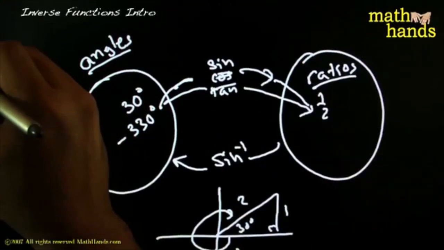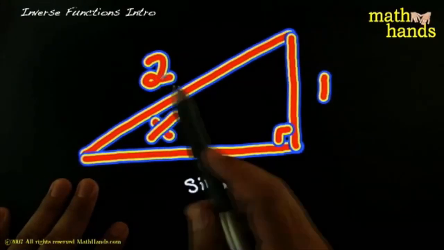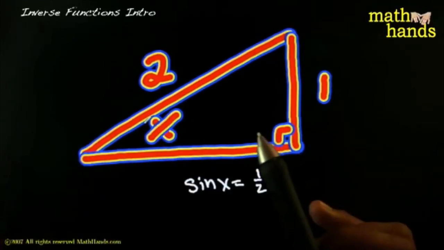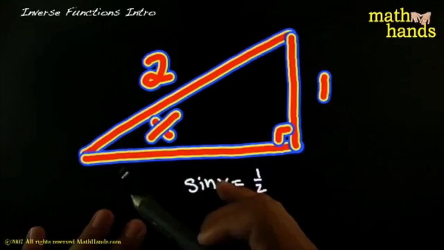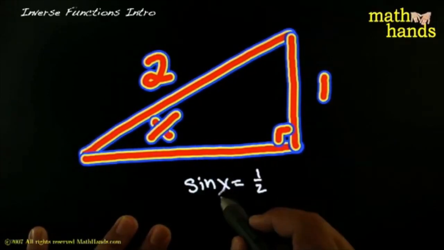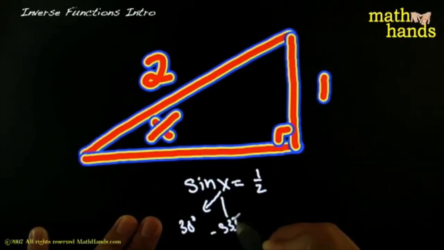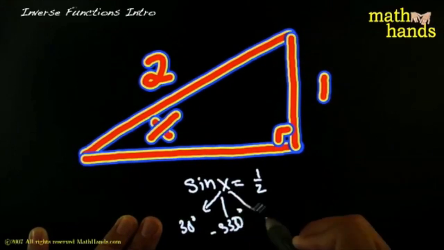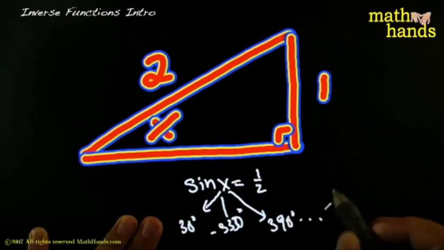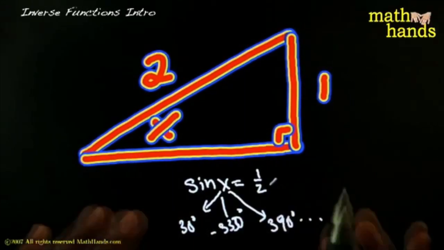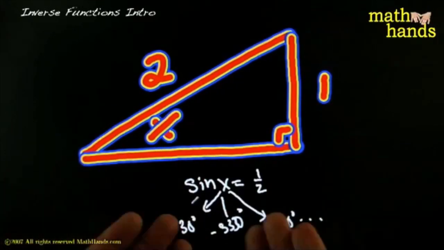If I pose this question here, the opposite is 1 and the hypotenuse is 2, what's the angle? Technically speaking, you might say, well, it's 30 degrees, but then in some sense there are more than one choices for x. X could be 30 degrees, or x could be negative 330 degrees, or x could be a bunch of other things, 390 degrees, etc. There are many possible values for x. And this is a discussion that we will leave for when we have a section called Solving Trig Equations.